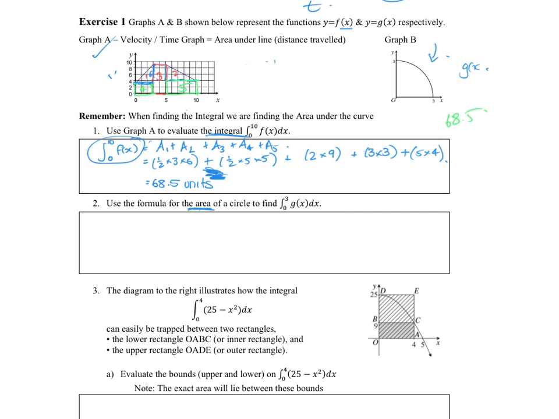Let's have a look at example number 2. We want to find the area under the curve g(x) between 0 and 3, with respect to x. That's what dx means. What kind of a shape is this? A quarter of a circle. So what is the formula for the area of a circle? 2 pi r squared? No, pi r squared. Okay, so this becomes a quarter times pi. And what's the radius?